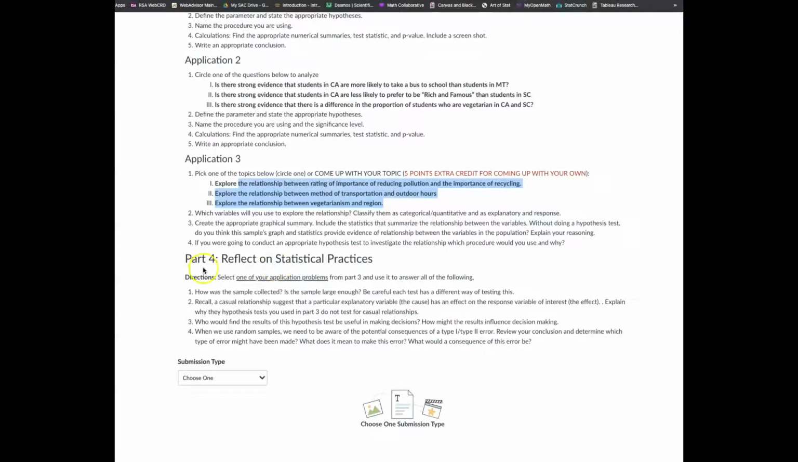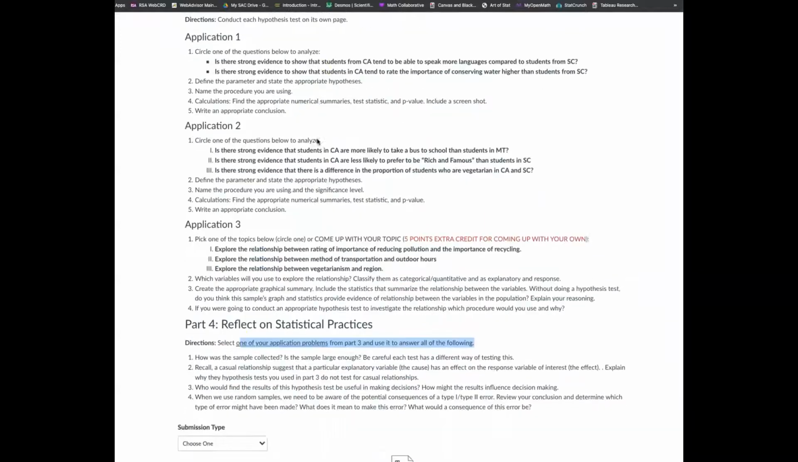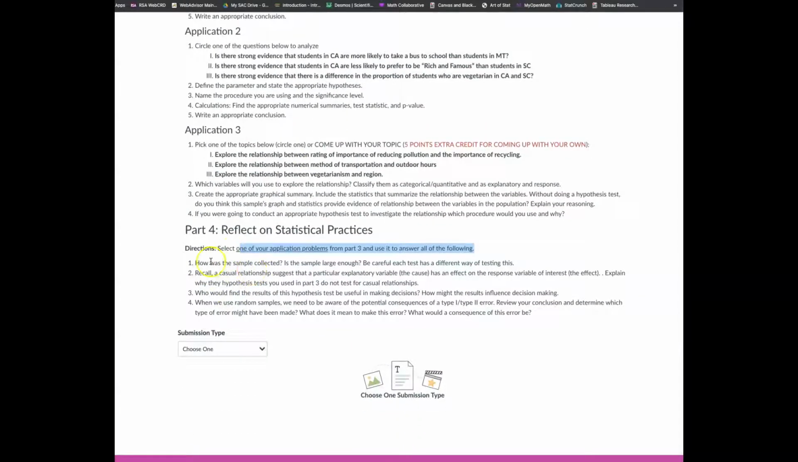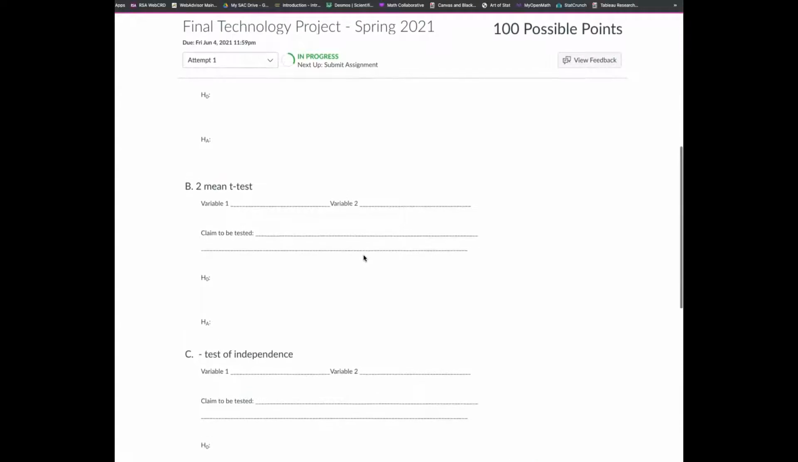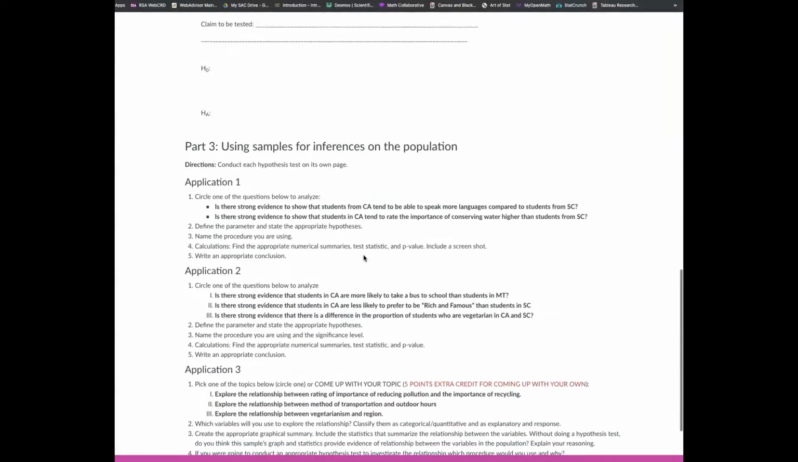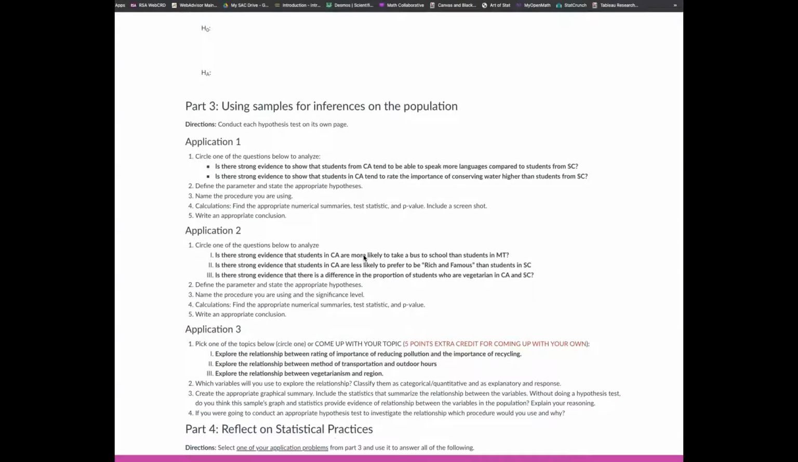And then part 4 is the reflection on statistical practices. This is where you will select one of your application problems from part 3, and then do the 5 steps, answer these questions for that. That would be it. So that's what the technology project is. Very doable, looks long, but don't be afraid of it. I'll make another video showing you how to copy data and paste it in. Okay, we'll do that separately.